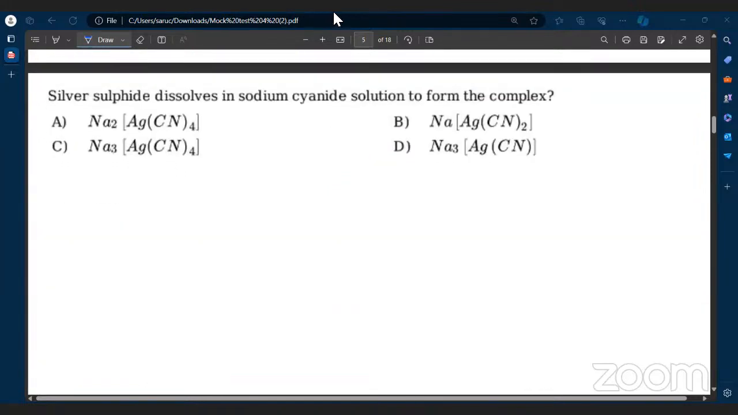The next question is: silver sulfide dissolves in sodium cyanide solution to form the complex. The options are Na2[Ag(CN)4], Na[Ag(CN)2], Na3[Ag(CN)4], and Na3[Ag(CN)]. Now, what would be your answer?